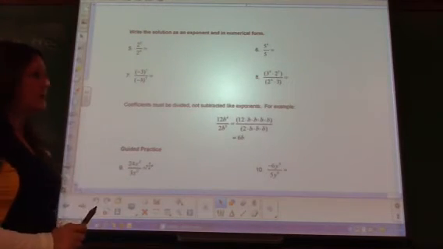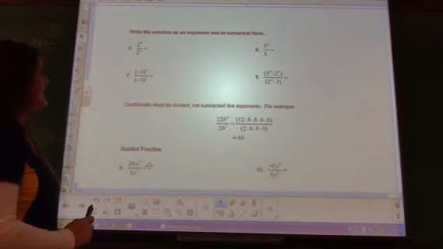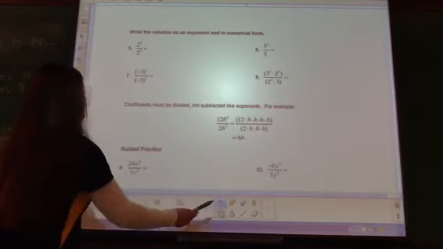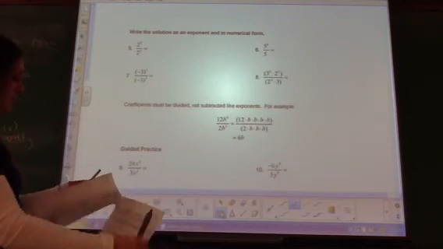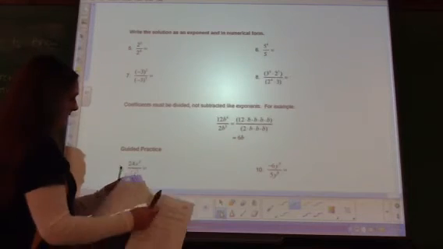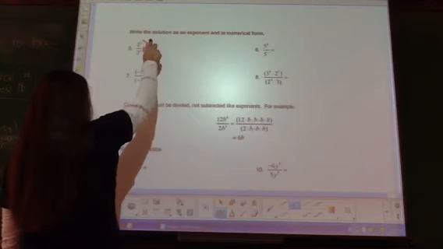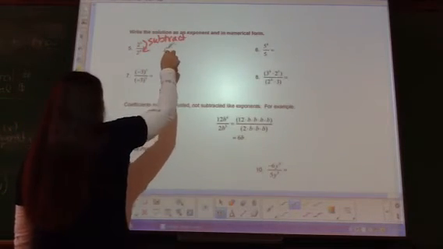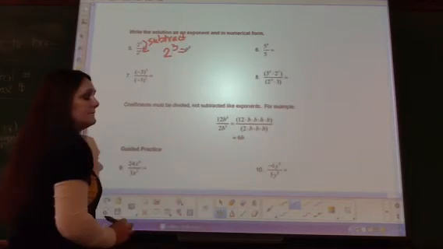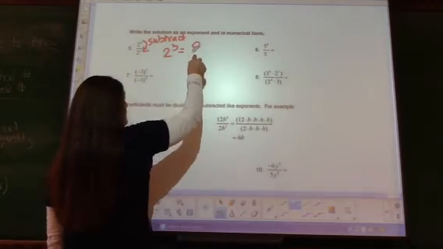Solutions work the same way. Work the problem out, get an exponent solution, and get a numerical solution. So if we look at number 5, in the first one, we have 9 2's on top, 6 on the bottom. Subtract. Gives us 2 to the 3rd. Put it in your calculator or multiply out. 2 times 2 times 2. We get 8.